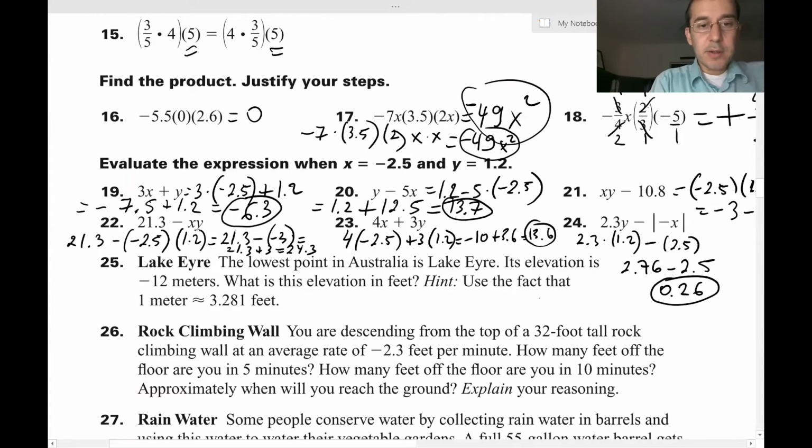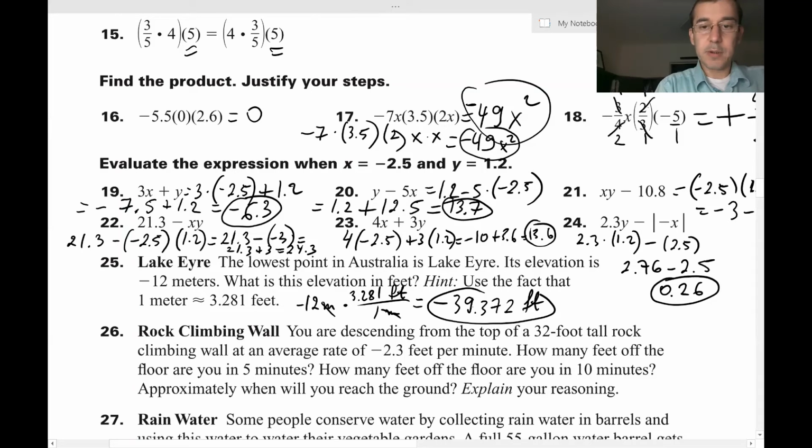25, Lake Erie. The lowest point in Australia is Lake Erie. Its elevation is minus 12 meters. What is the elevation in feet? So minus 12 meters times, we have to get it in feet, and meters have to cancel out. So 1 meter has how many feet? 3.281. So minus and plus is minus, and then we have 12 times 3.281, which is 39.372. This is feet. Okay.